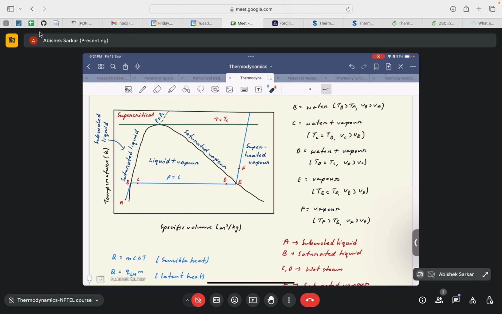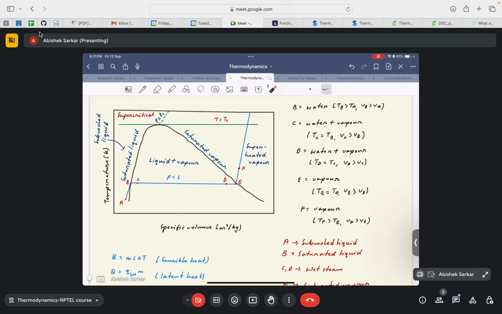So point E will again have a higher volume than point D, as you can realize from the location of point E with respect to point D in the TV plot. But the temperature at E would be equal to the temperature at D, because they are on the same temperature and the phase change is occurring, because point E as well as point B are saturation points. Basically the liquid and vapor are in equilibrium, so they are at the same temperature, right?